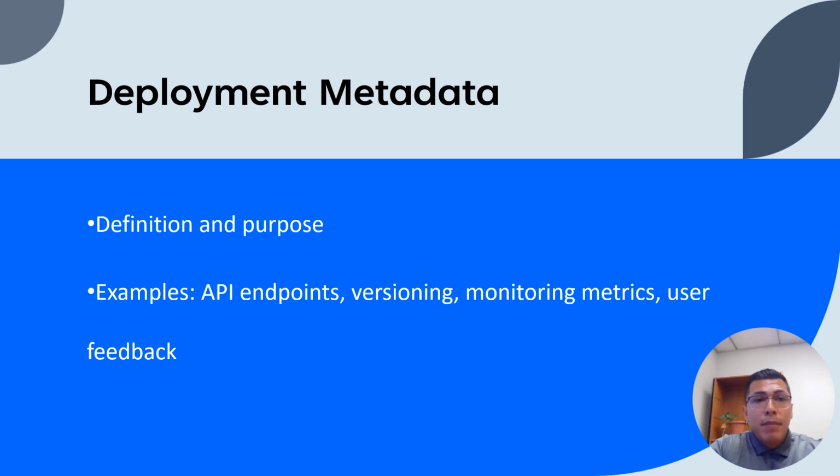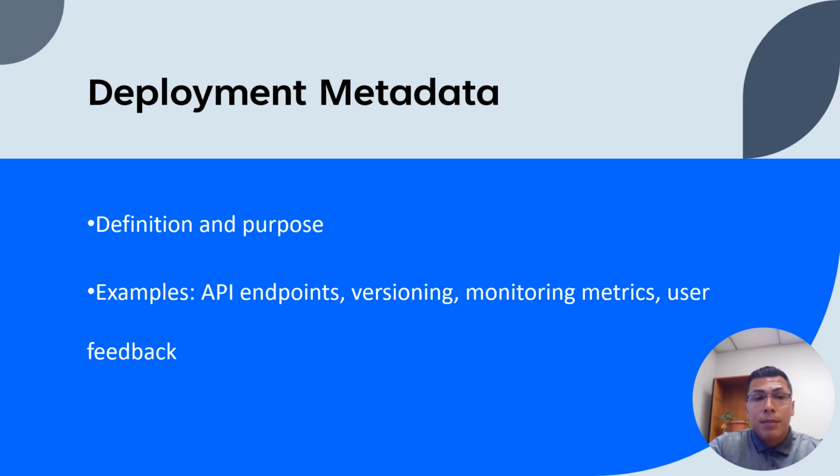The third type of metadata we will discuss is deployment metadata, which relates to the operational aspects of AI systems. Deployment metadata helps AI practitioners manage, monitor, and optimize deployed AI solutions, ensuring their reliability, scalability, and performance in real-world scenarios. Some examples of deployment metadata include API endpoints, information about the APIs used to interact with an AI model, such as the URL, request format, and response format.